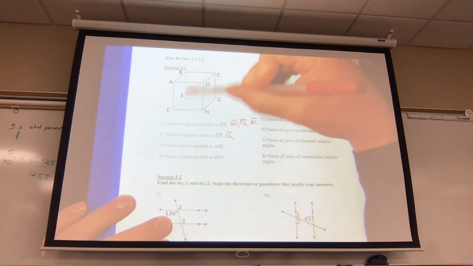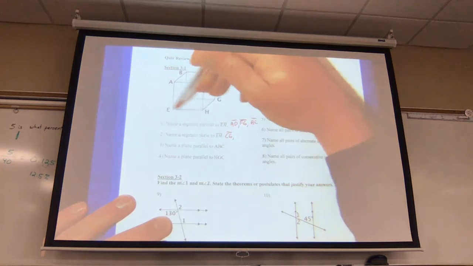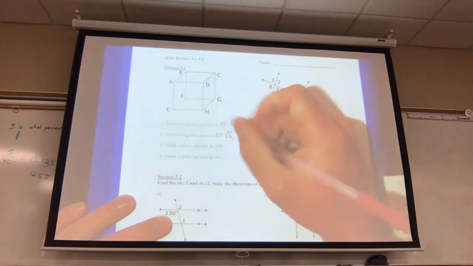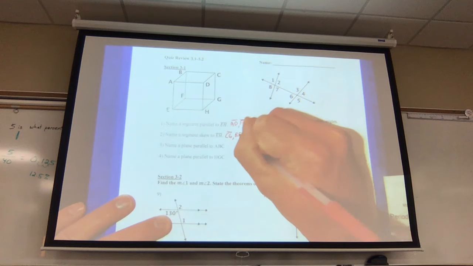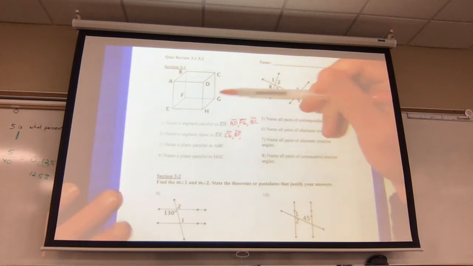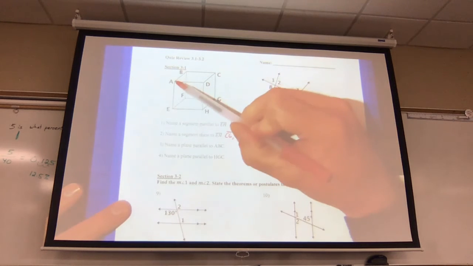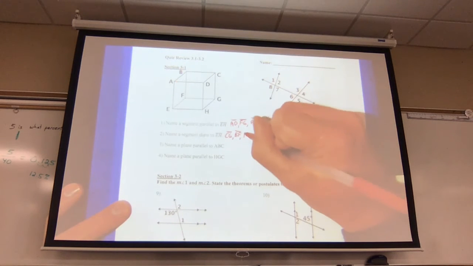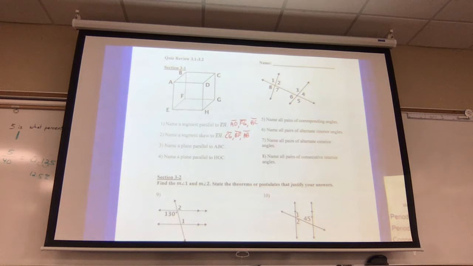Another one that would work would be BF. BF is going up and down, EH is going left to right. Those two don't intersect. They're on different planes. They are skewed to each other. There's a couple others that would work on the picture here. EH is down here. If I go with AB, AB does not intersect with EH, and they're on different planes.